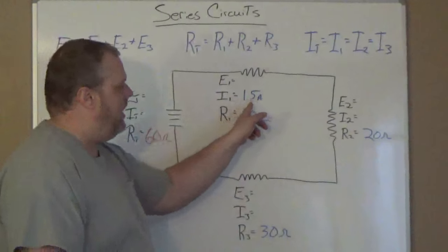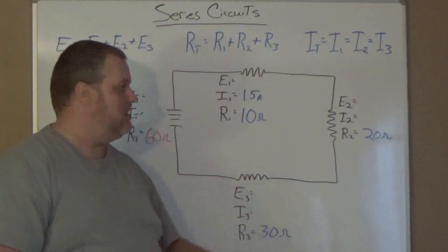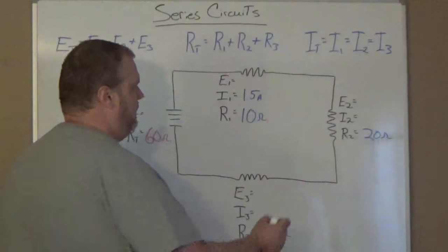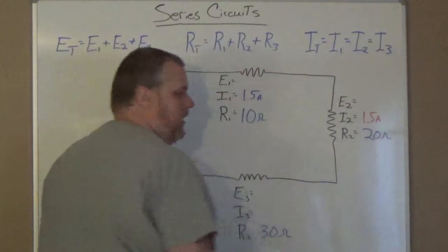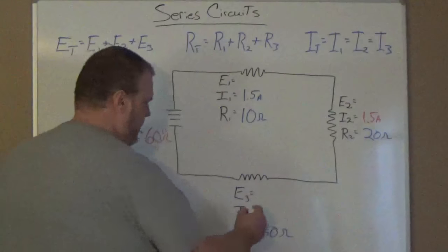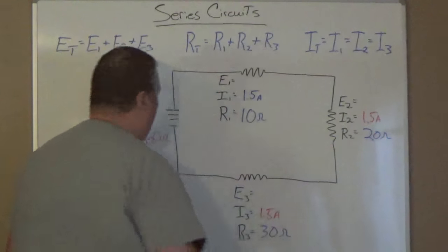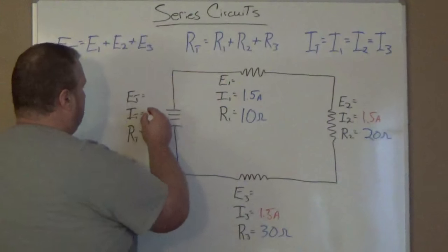So if I have 1.5 amps here, then I know a couple things. I know that I2 is 1.5 amps. I also know that I3 is 1.5 amps. And I also know that my total is 1.5 amps.